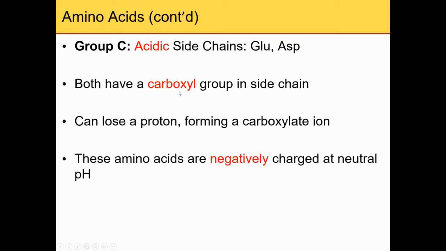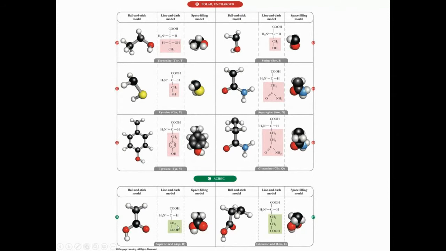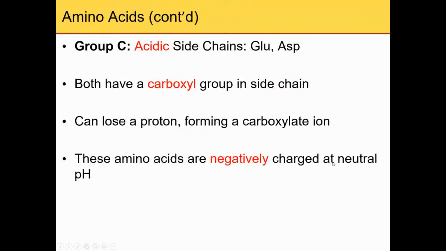and they both basically have the carboxyl group in the side chain, so they can lose their proton and form the carboxylate ion, and these amino acids are negatively charged at the neutral pH, right? Negative charge. So here, they will lose the proton, so it will be negative charge. That's acidic, right? Because they are the proton donor, so they are acidic amino acids, all right? So that's the negative charged amino acids.